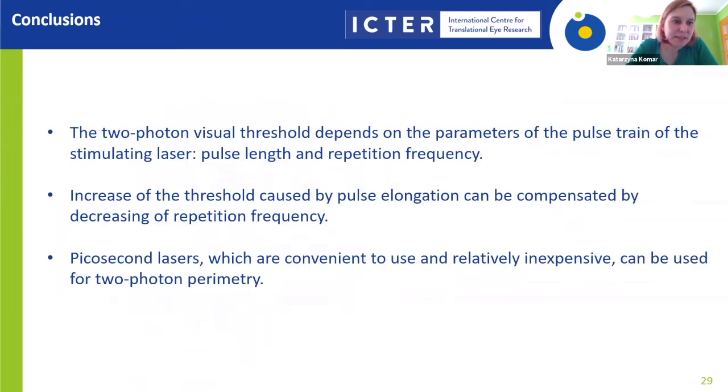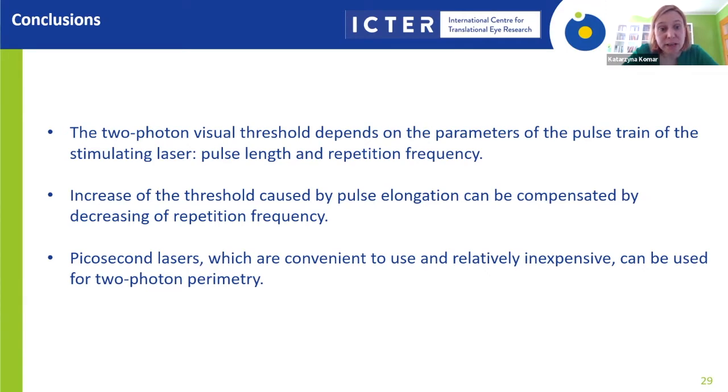So to sum up, the 2-photon visual threshold depends on the parameters of the pulse train of the stimulating laser, and the increase of the threshold caused by pulse elongation can be compensated by decreasing the repetition frequency. Picosecond lasers, which are convenient to use and relatively inexpensive, can be used for 2-photon perimetry.